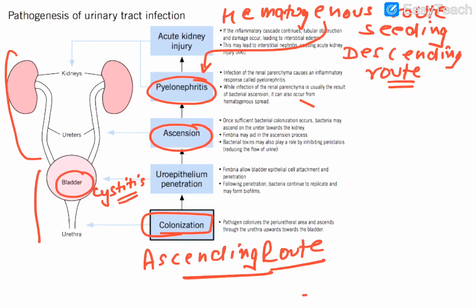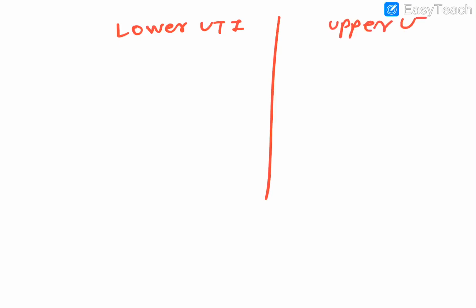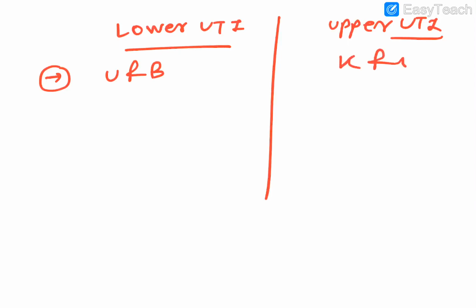Now, talking about an important thing, that is the difference between the lower UTI and the upper UTI. What is the major difference between them? Obviously there is no point in guessing. In the lower UTI, what do you have? Urethra and the bladder, and here you have kidney and the ureter. Okay, I'm using up short forms.